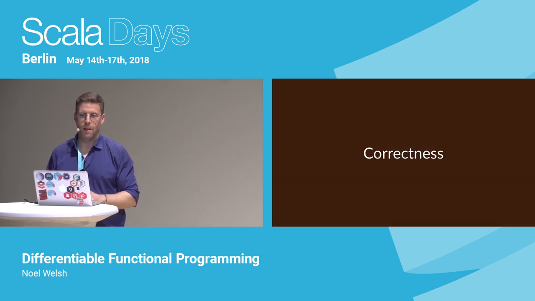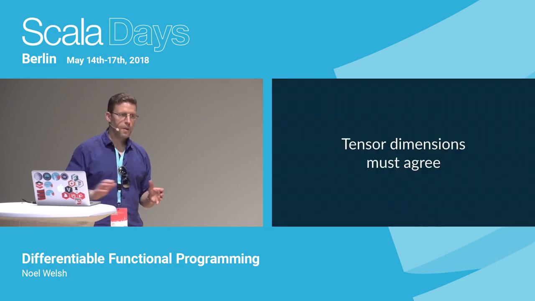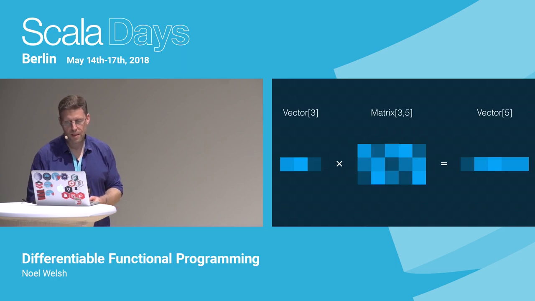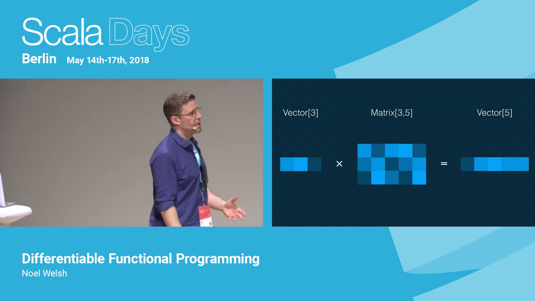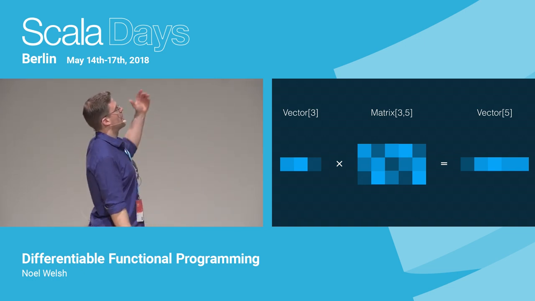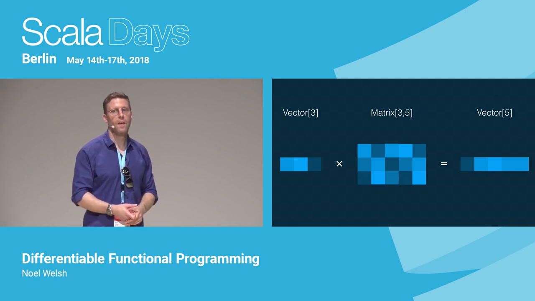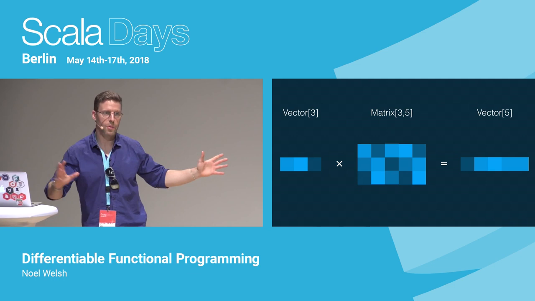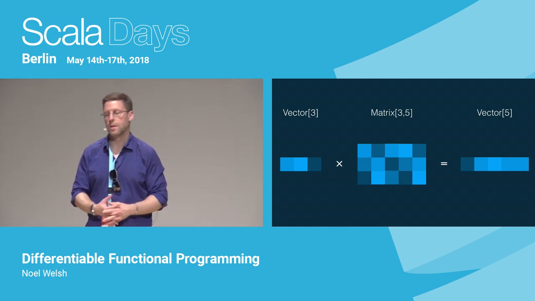Correctness is where I think things get really interesting. So what are the basic correctness requirements? Well, one is that the dimensions have to agree. When you have a 3x5 matrix, you can only multiply by a vector of dimension 3, and you get out a vector of dimension 5. And these invariants have to hold all throughout your program. The dimensionality of all of your tensors has to match up.